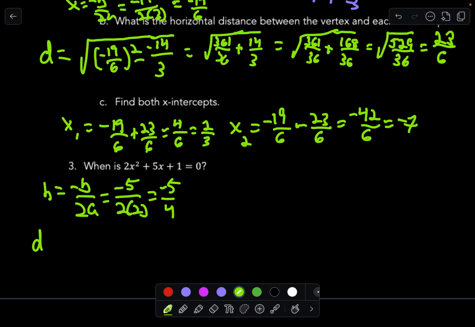Then we have to find d. d is going to be equal to the square root of h squared, which is negative 5/4 squared, minus c, which is 1, over a, which is 2. This works out to be the square root of 25/16 minus 1/2.